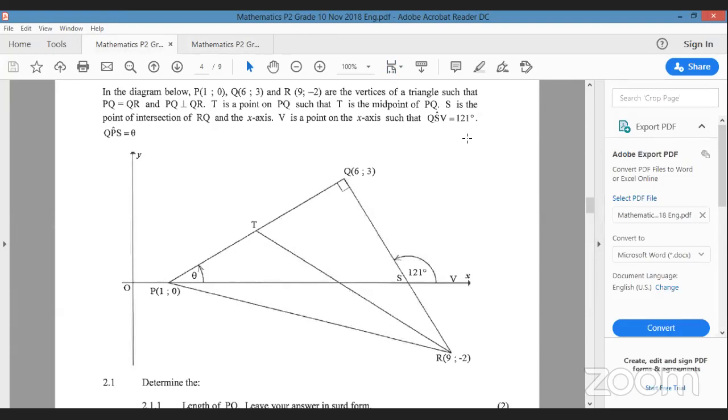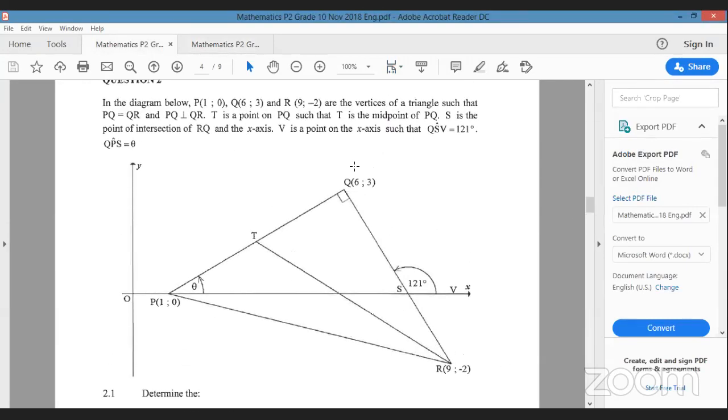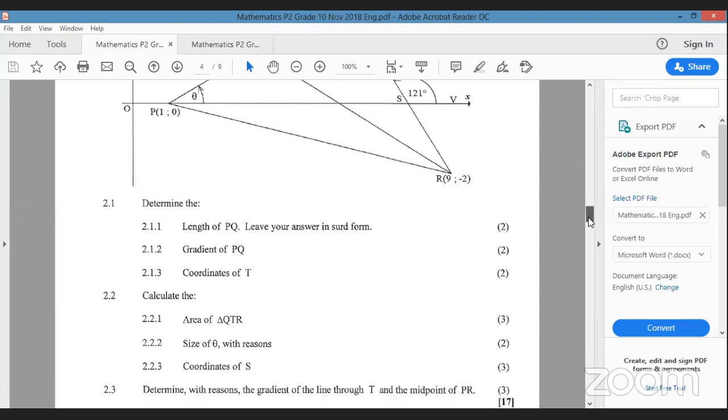All right. Okay, guys, I can see other comments saying they don't understand this t, the coordinates of t. Basically, guys, the t is in the middle of P and Q, meaning t is the midpoint of PQ. Therefore, you're supposed to do what? You're supposed to use the midpoint formula in order to get the coordinates of t. All right.